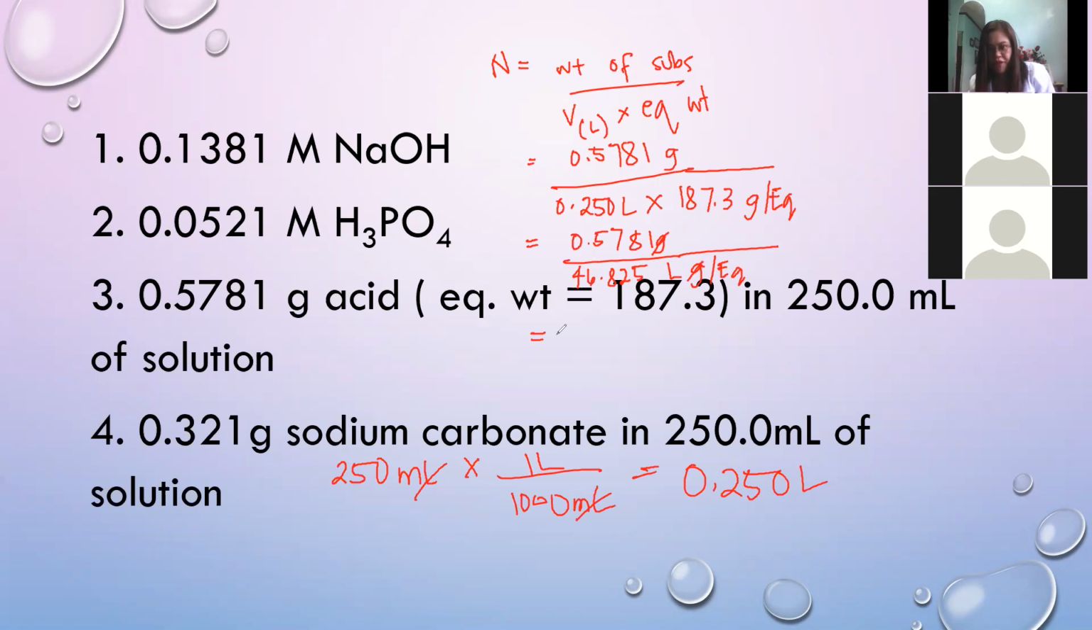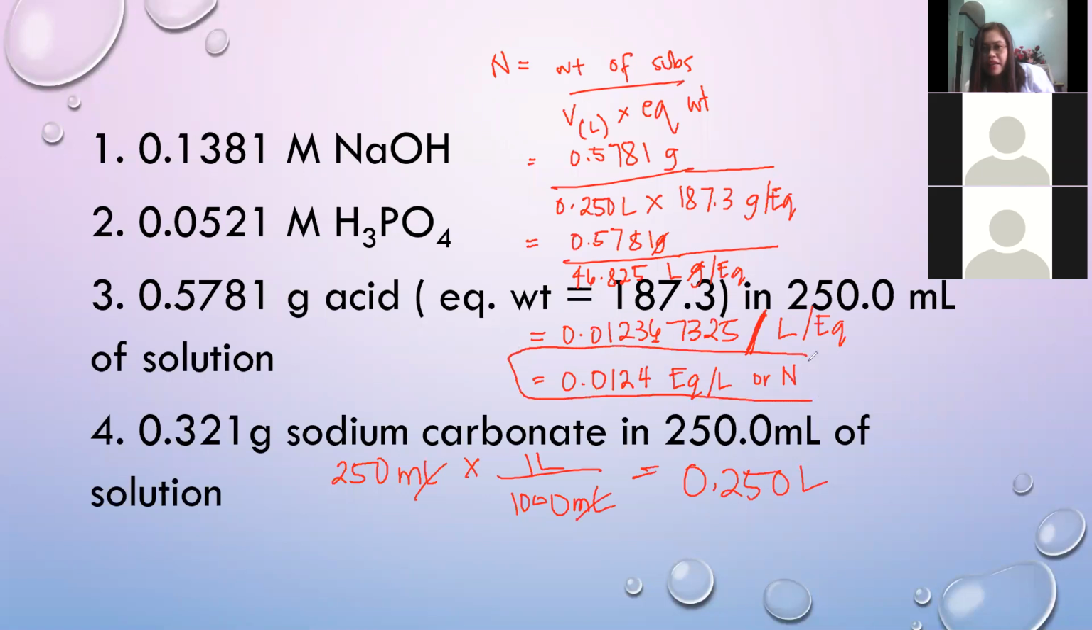So 0.5781 divided by 46.825. You will get here 0.012367325. Take note of the unit, it's per liter per equivalent. To get rid of this, you just get the reciprocal. Let's have the 4 decimal places, 0.0124. Bakit 4? Kasi 6 yung kasunod. And then you get the reciprocal, it's equivalent per liter or simply capital letter N.